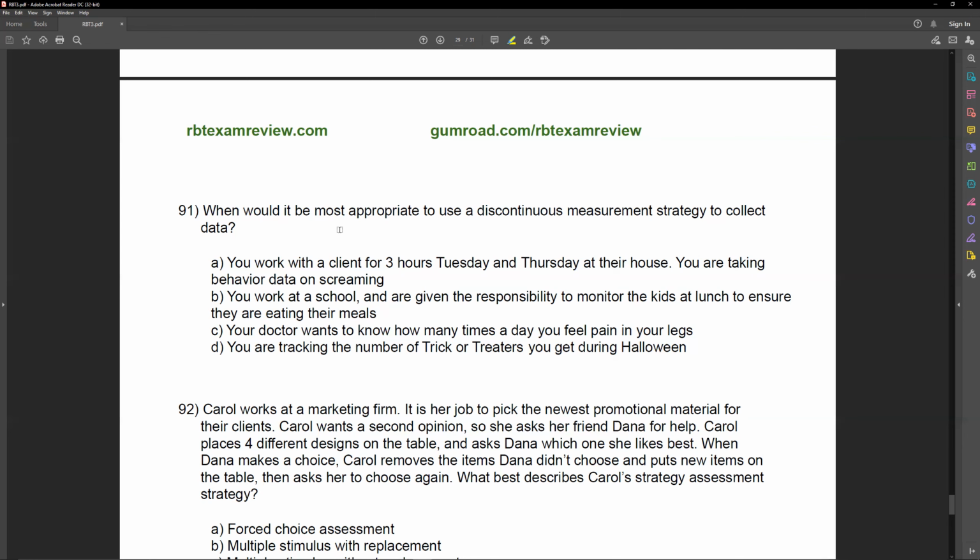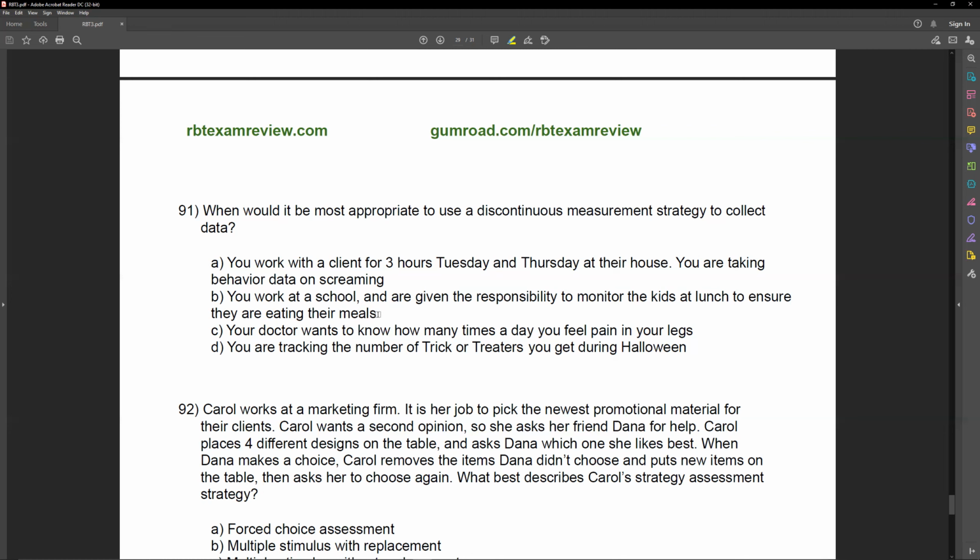C, your doctor wants to know how many times a day you feel pain in your legs. Well, in this case, your doctor wants to know every instance of the behavior, okay, or the phenomenon, which is the pain. You're recording every single time it happens, therefore it's going to be continuous. And then D, you're tracking the number of trick-or-treaters you get during Halloween. Again, it's during Halloween, but you're tracking every single trick-or-treater, okay? So continuously throughout the duration of Halloween, you're tracking every single behavior. In that case, you're going to be using continuous measurement.